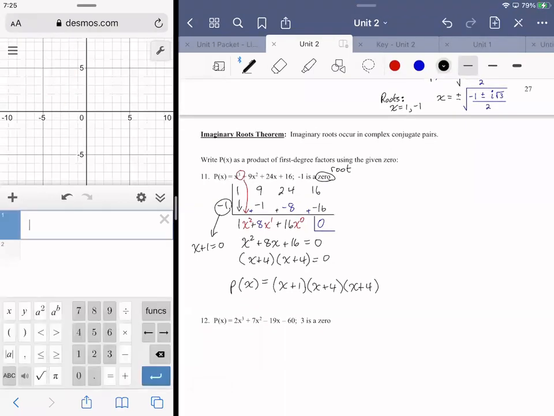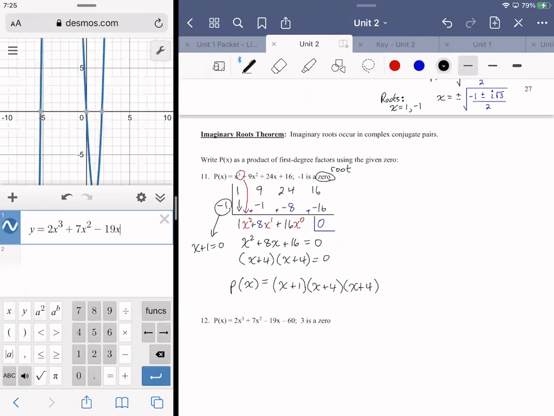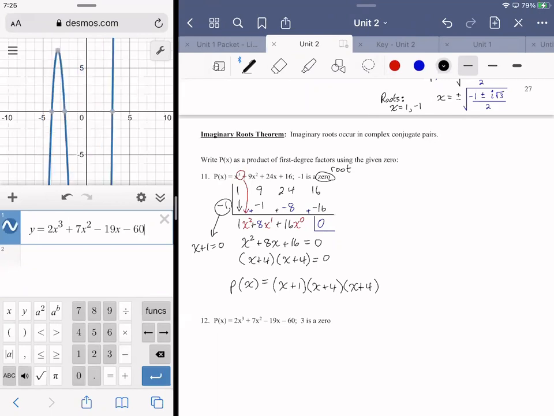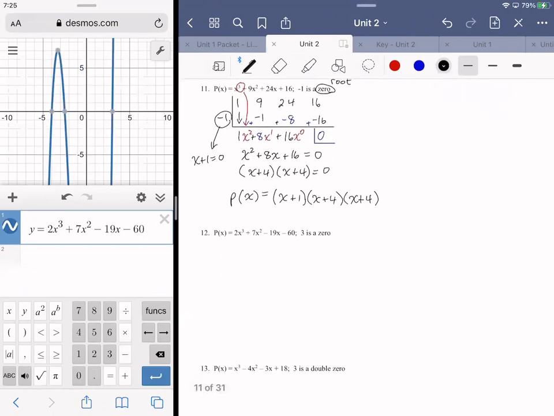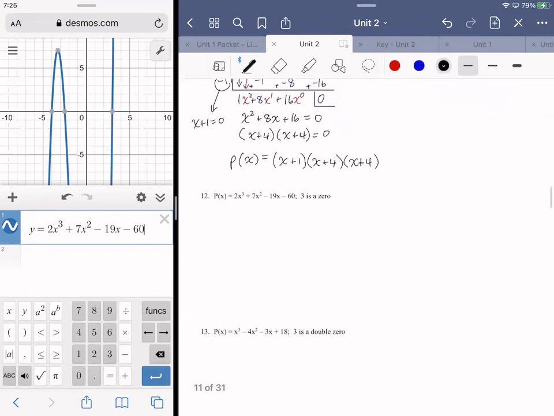So let me make sure that this one works out the way I want it to before I actually start doing it. Plus 7x squared minus 19x minus 60. No, those are three distinct roots. 13's not a good one either.